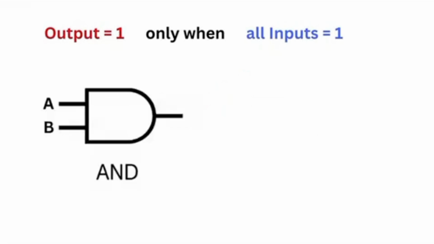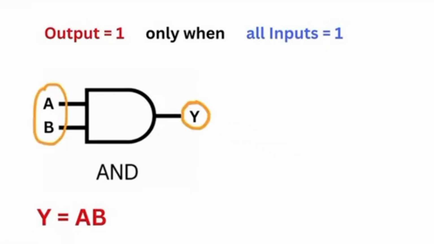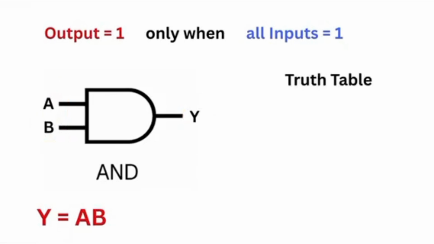Mathematically, if A and B are the variables used to denote the inputs, and Y is used to denote the output, then the formula for a two-input AND gate is output Y equals A multiplied by B. In digital logic, multiplication means AND operation. We represent AND operation using this circuit diagram, where these two are the inputs, and this side shows the output. Based on this, let us make the truth table for AND gate with two inputs.